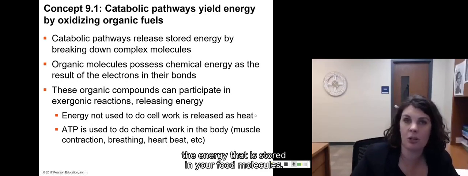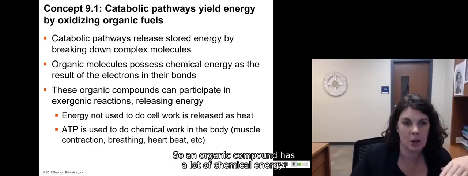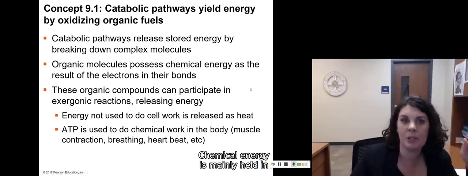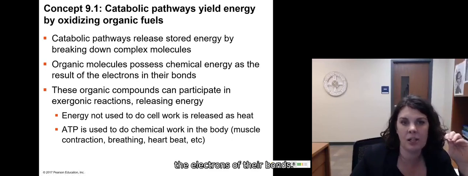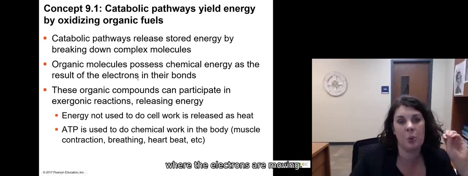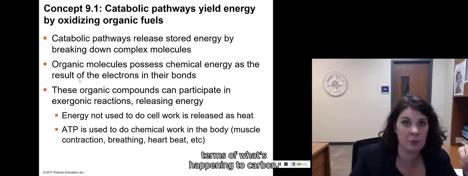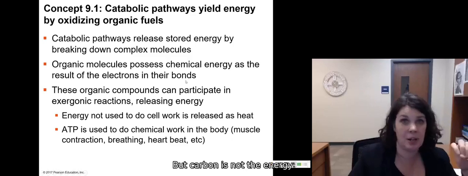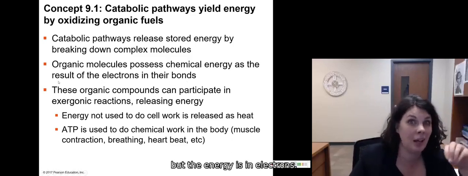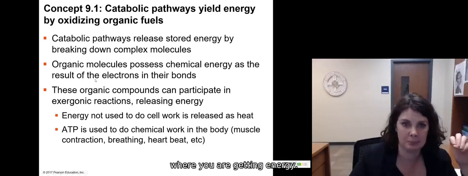Catabolic pathways will release the energy that is stored in your food molecules, and they release it by breaking down those food molecules. So an organic compound has a lot of chemical energy, and that chemical energy is mainly held in the electrons of their bonds. So in this chapter, you need to be paying attention to where the electrons are moving. A lot of this we'll talk about in terms of what's happening to carbon, but carbon is not the energy. Carbon is what we're building stuff from, but the energy is in electrons. So where the electrons are moving is where you are getting energy.